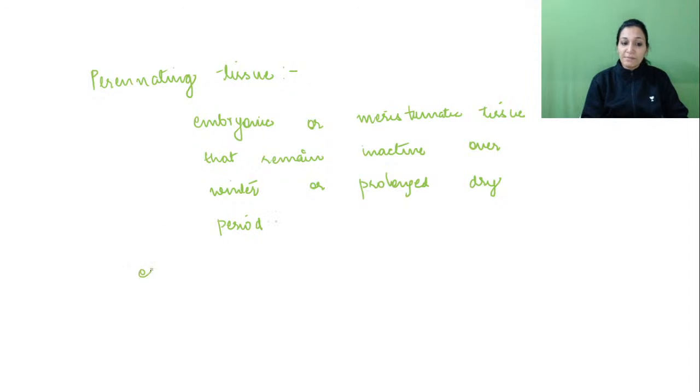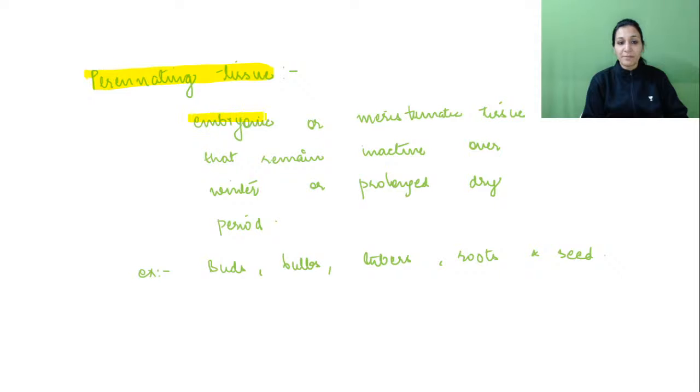And what all things can be included in perinating tissues is buds, bulbs, tubers, roots, and seeds. Remember the word perinating. Remember what the perinating tissues are. Remember the definition: embryonic or meristematic tissue which remains inactive for a long period of time, and then the examples.